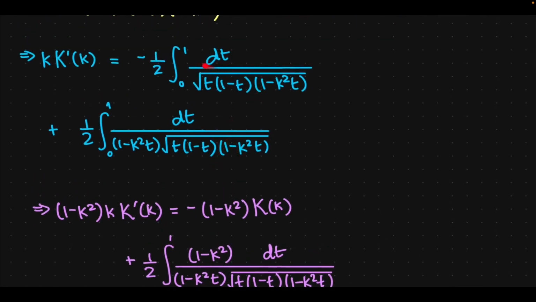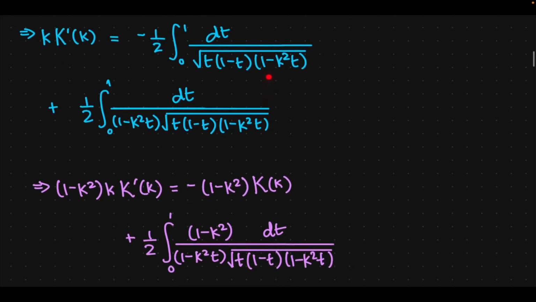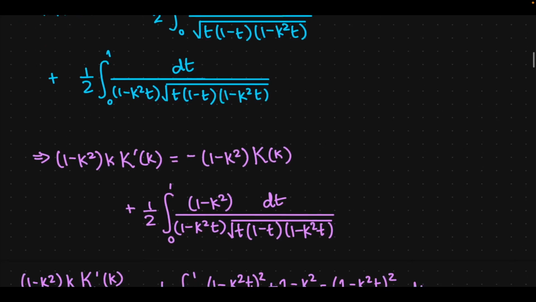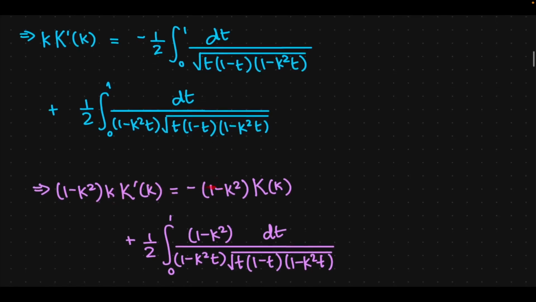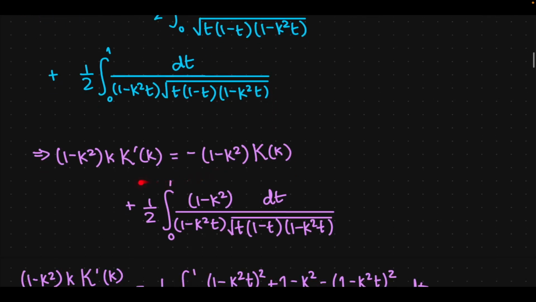Now this first integral is just capital K of k, right? Just by definition, with a minus, of course. And the second integral we can just keep as it is. Now what I'm going to do is, apart from that, I'm also going to multiply it by a factor of 1 minus k squared on all sides. So I have (1 minus k squared) times k times capital K prime of k equals minus (1 minus k squared) times capital K of k plus the same integral, 1 half integral 0 to 1 of (1 minus k squared) dt divided by (1 minus k squared t) times the square root of t times (1 minus t) times (1 minus k squared t).